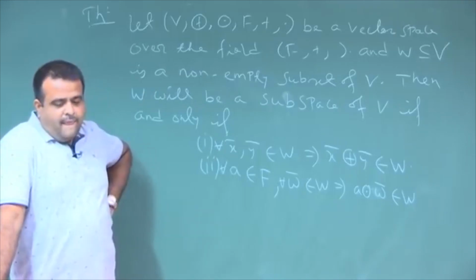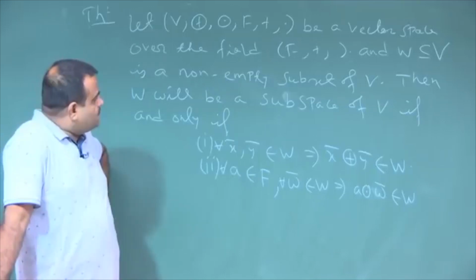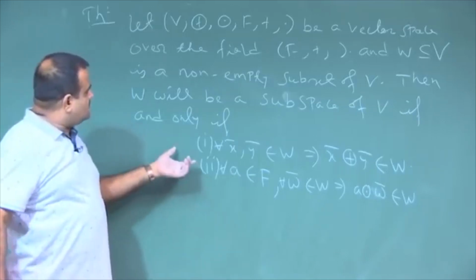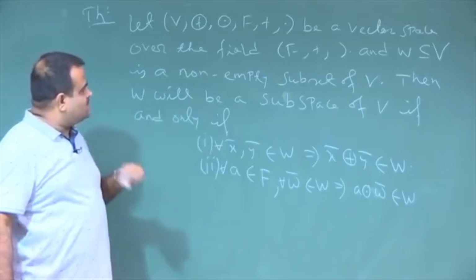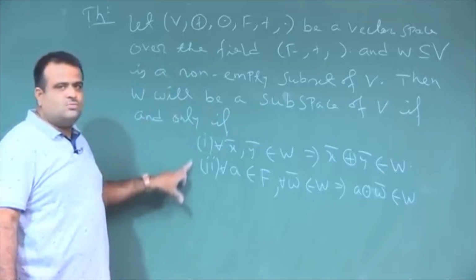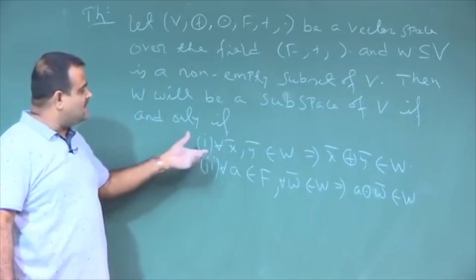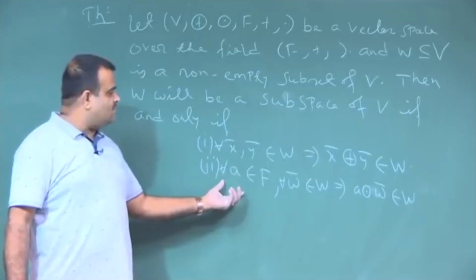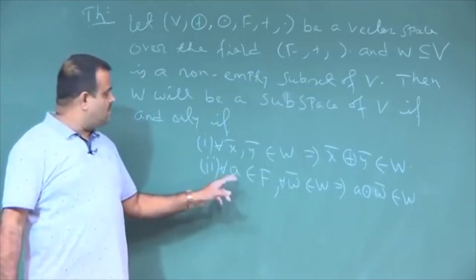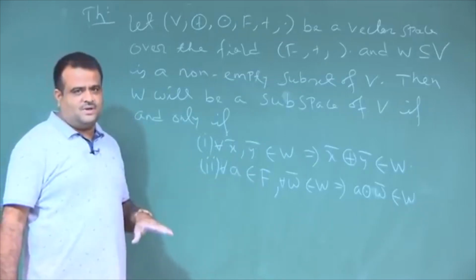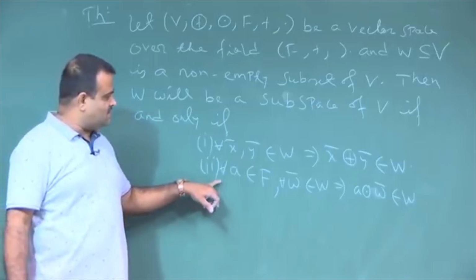Okay. Now, the only-if part is quite trivial, because if it is a subspace, then these two must be satisfied. This is coming from the closure property of plus, and this is coming from the closure property of the scalar multiplication. So, this necessary part is trivial. If it is a subspace, then this must hold.